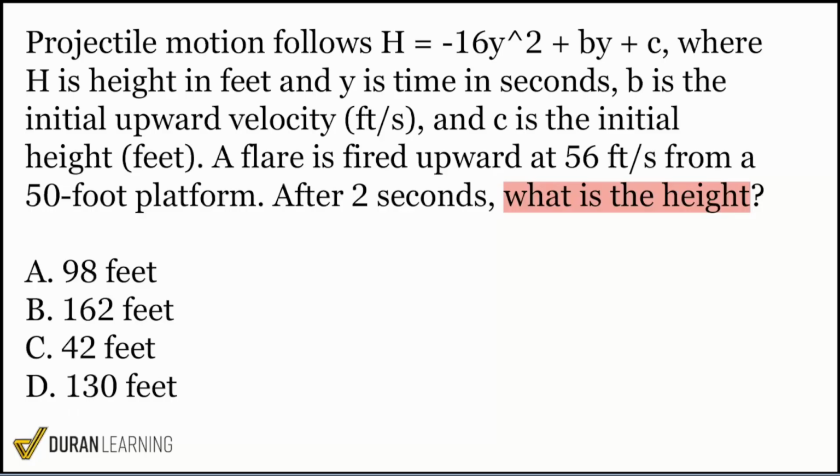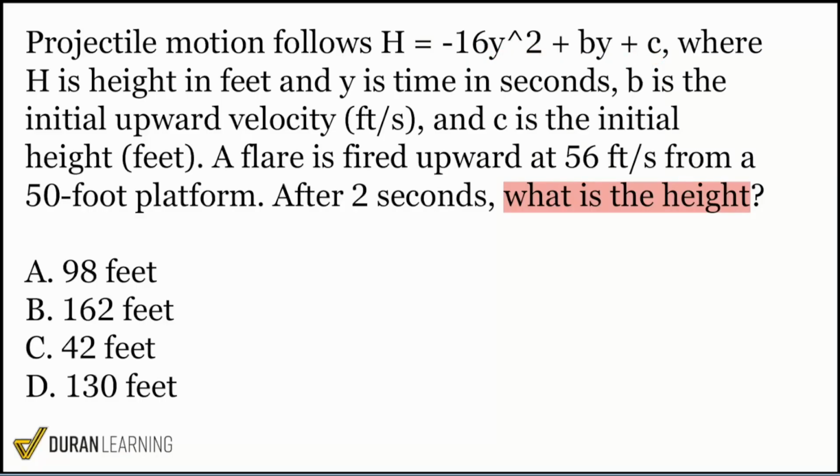I don't care if they say velocity. I don't care if they say starting height. I am looking for the height. Anything that has to do with height. So here we go. It says projectile motion follows h equals negative 16t squared plus bt plus c.